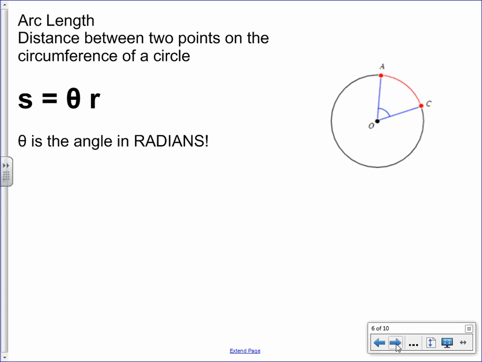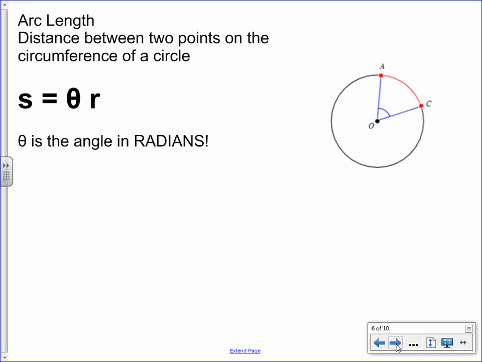Here's the formula for arc length. Does that look familiar? A little bit, right? Okay, it's just a rearrangement of theta equals S over R. We multiplied R over. And now we don't have a fraction. We have S equals theta times R. Now, since we used the definition of a radian and rearranged it to get S equals theta times R, theta has to be in radians when you are finding arc length.